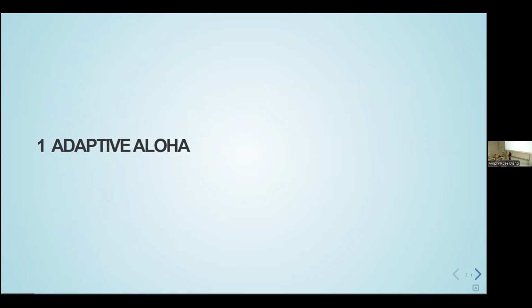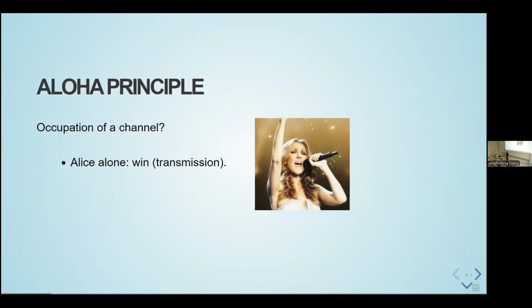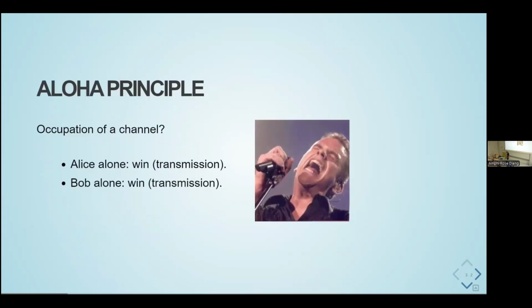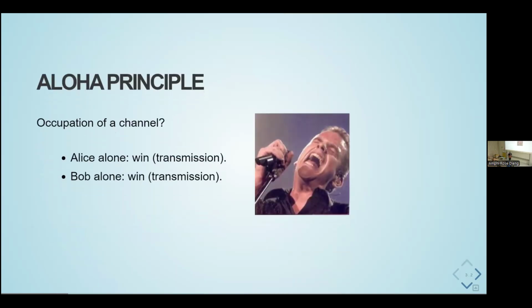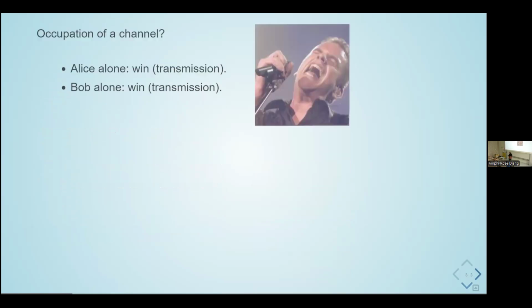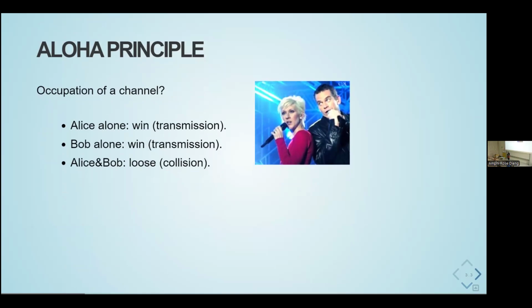What's Aloha and what's adaptive Aloha? So imagine you've got a channel of communication and you can try to occupy it by speaking, or not. If you're alone, like you just have Alice that speaks, it's a win. There is a transmission of information, of a packet. If you just have Bob, and he's the only one to occupy the channel, it's a success as well. There is transmission of a packet. But if Alice and Bob try to speak at the same time, it will be a cacophony and you will have no transmission at all. It's a collision.